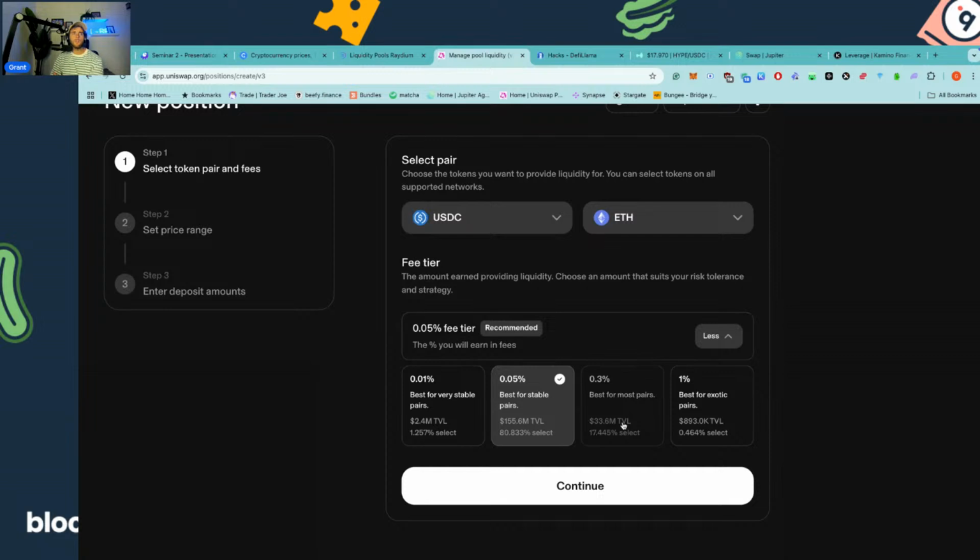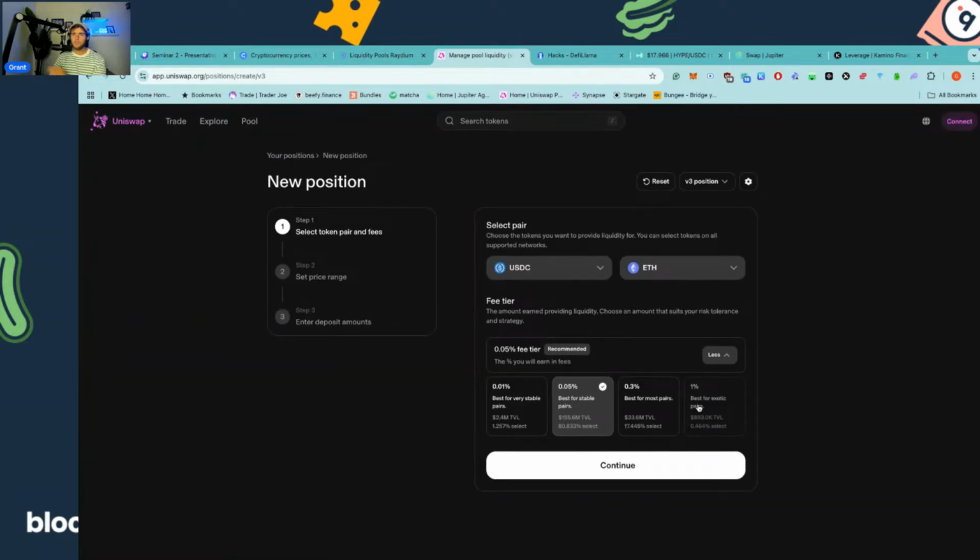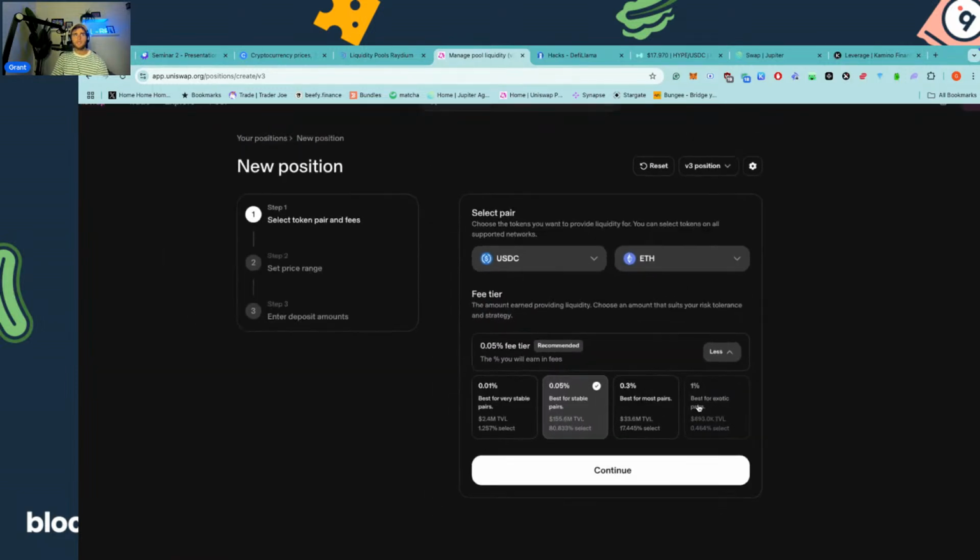Less so on the 0.3. As I said, that used to be the UniV2 fee model. And then a 1%, so it's best for exotic pairs. When you've got two volatile assets against each other, you want to be compensated for doing that. And that's why the 1% fee is on there.